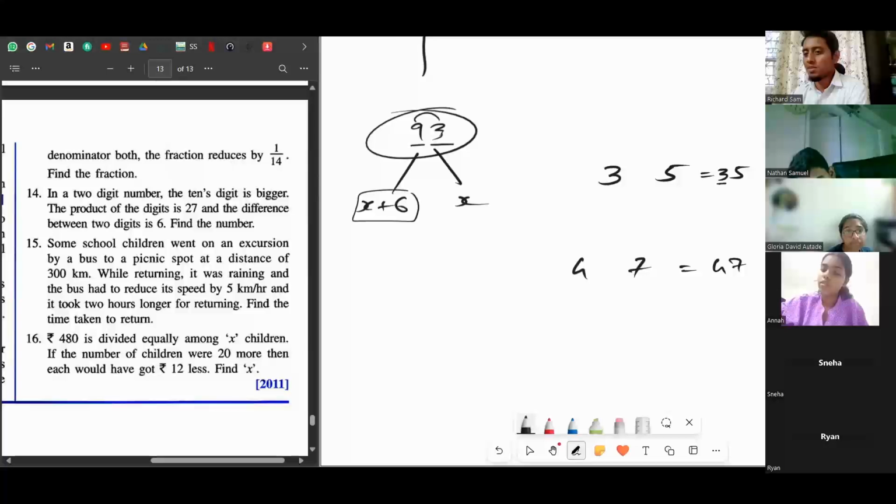Listen, this 3 is in the tens place, right? So 3 here means 30. So here what you do? Multiply by 10 over here, and then add 5.